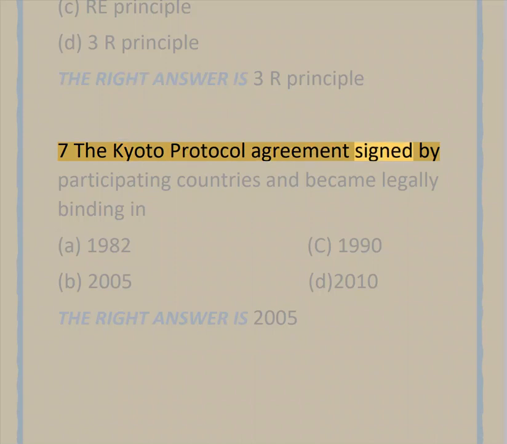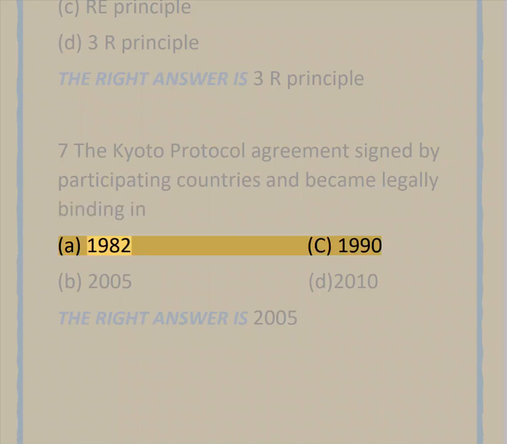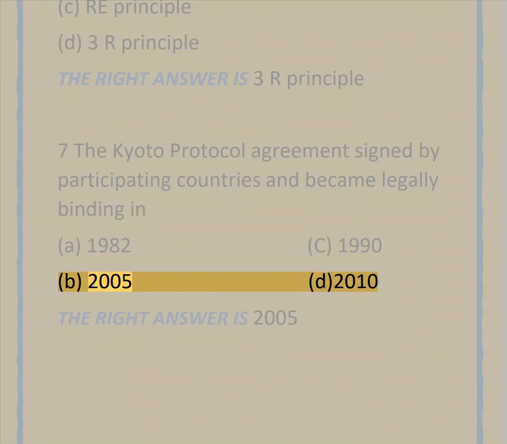7. The Kyoto Protocol agreement signed by participating countries became legally binding in A. 1982, B. 2005, C. 1990, D. 2010. The right answer is 2005.